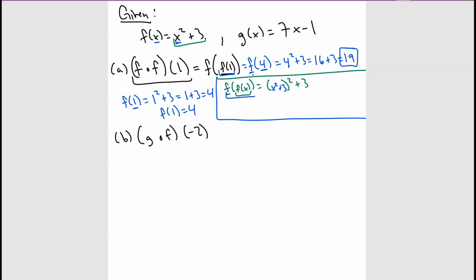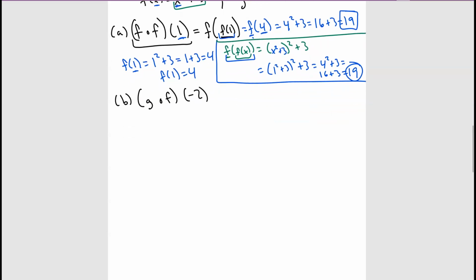Because now we know what f of f of x is. All we've got to do now is plug in this 1. So this is going to be 1 squared plus 3, whole quantity squared plus 3. This just gives me 4 squared plus 3, which gives me 16 plus 3, which gives me 19. So it still gives me the same answer. So whichever way you want to do it, that's just up to you. Now let's do this last problem.